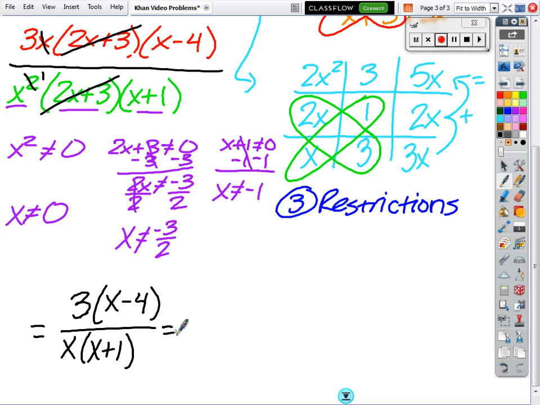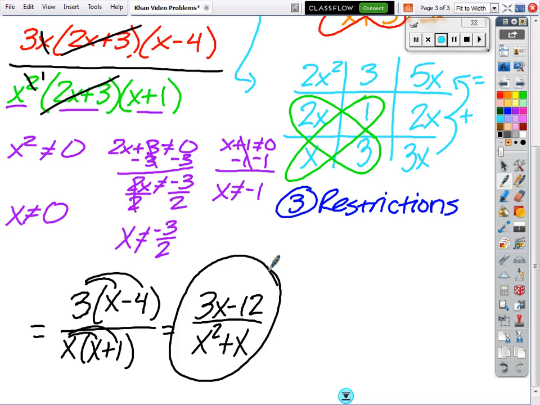Now, in most cases, you could just leave it like this in factored form, but sometimes it will want you to distribute and simplify: 3x minus 12 over x squared plus x. So this is my final answer with my 3 restrictions. x cannot equal 0, cannot equal negative 3/2, and cannot equal negative 1.